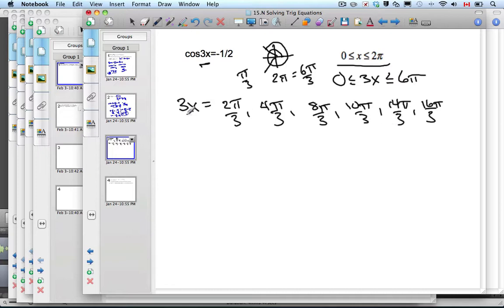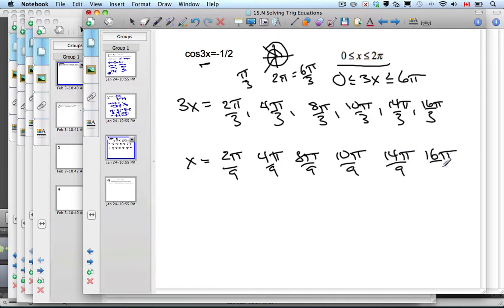6 answers. But I need to actually find the value of x. So I'm going to divide everything by 3. And that's easy enough, just go ahead and change the denominator to 9. And those are the final answers. My last value, 16 pi over 9, double check to make sure that it is indeed less than 2 pi. It is, because your final answer has to be between 0 and 2 pi.